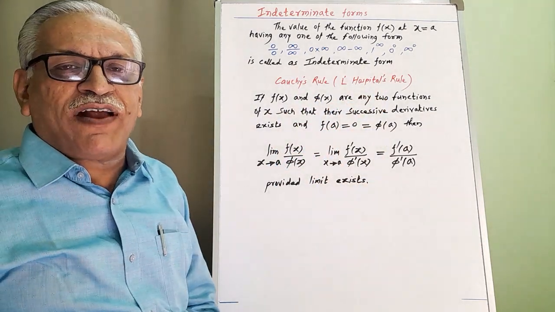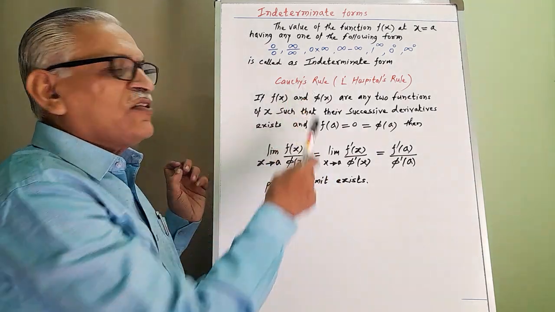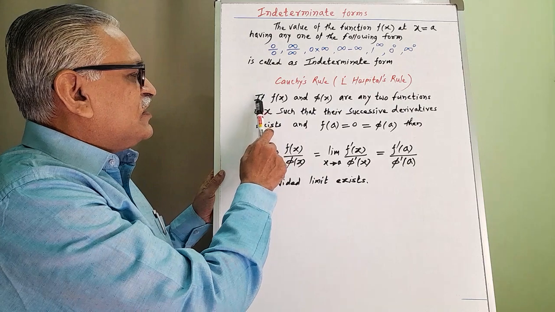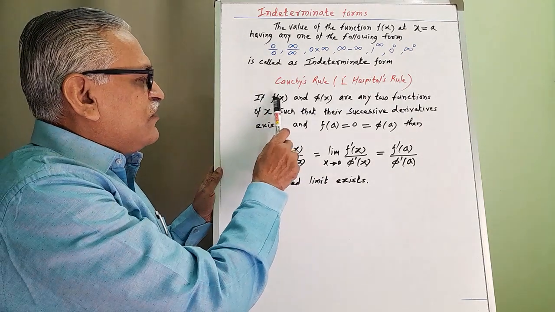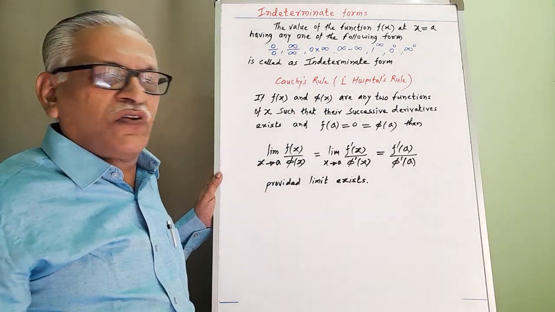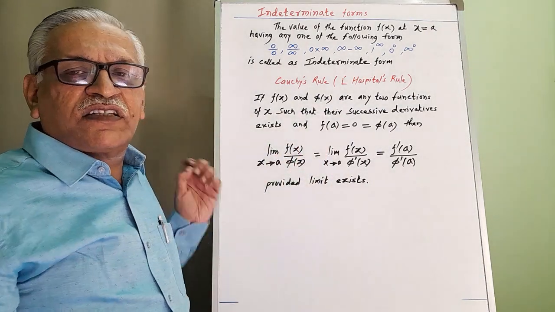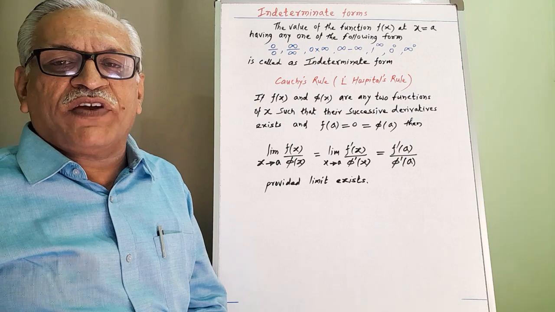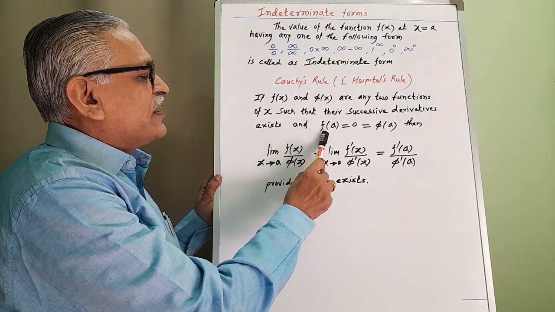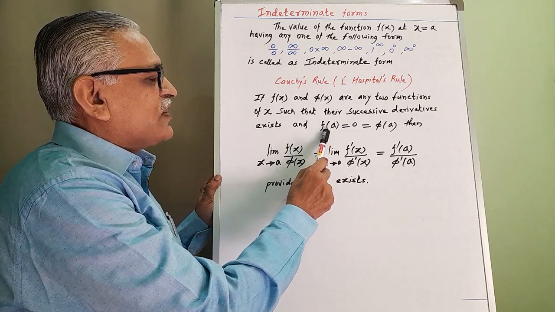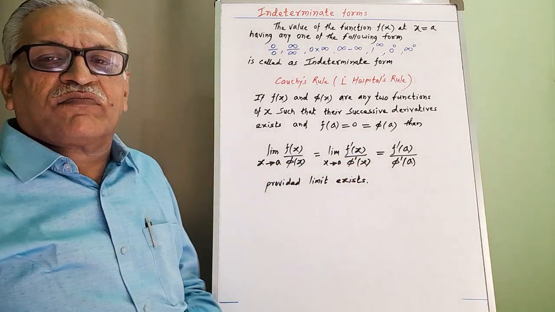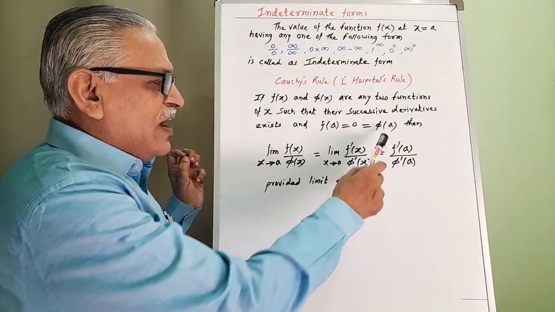To determine the true value of that limit, we have to apply Cauchy's rule, which is also called L'Hospital's rule. It states that if f of x and phi of x are any two functions of x such that the successive derivatives are known, or we can obtain them, and the second condition, the value of the functions at x equals a is 0, that is, the value of f of a and phi of a is 0.